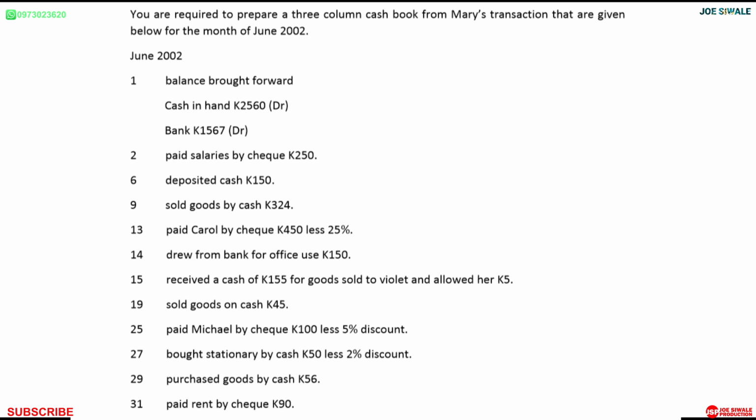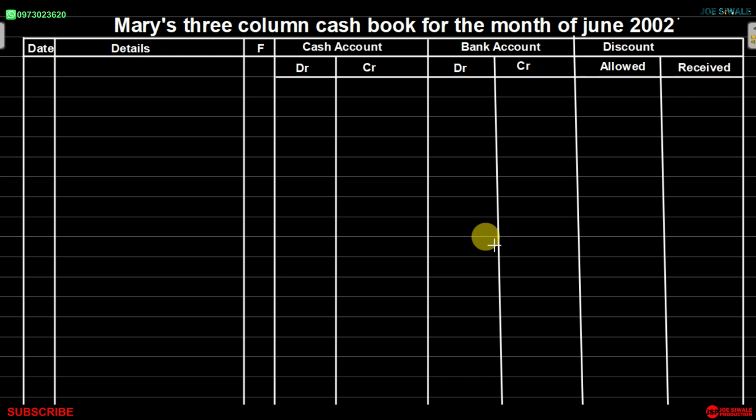So the first thing that we're going to do is to write down our title. In the title I've already written, so we have Mary's 3-column cash book for the month of June 2002. And since we know that the currency that we've been given is kwacha, I'm going to put our K. And the year that we are using is 2002, so we'll put our 2002. So the first transaction occurred is on the 1st of June.